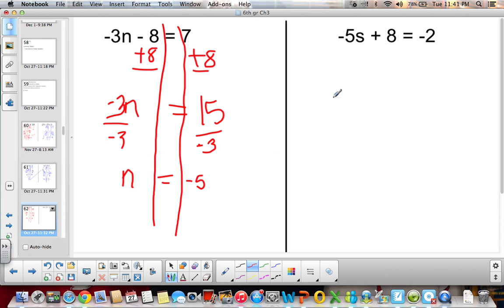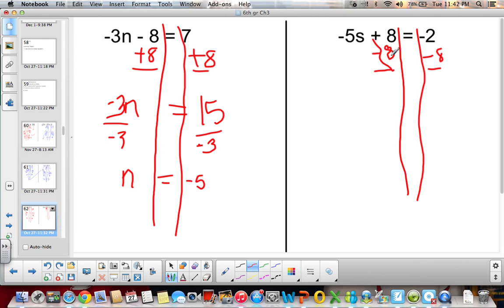And then for this last one, we are going to subtract 8 on both sides, because we have negative 5s plus 8, so this has our variable. Subtract 8 on this side. 8 minus 8 is 0, or it cancels out. So we have negative 5s. Negative 2 minus 8 equals negative 10. Divide both sides by negative 5.